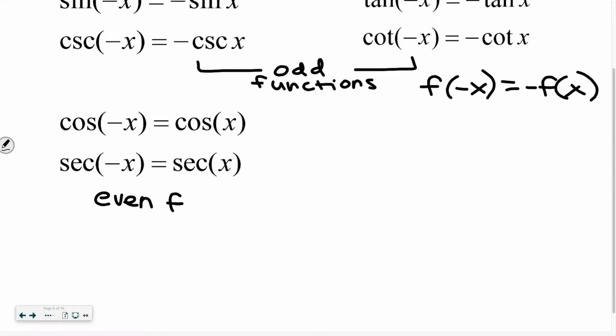So this is an even function. In an even function, when we would do f of negative x back in chapter 1, it would just equal the original f of x.